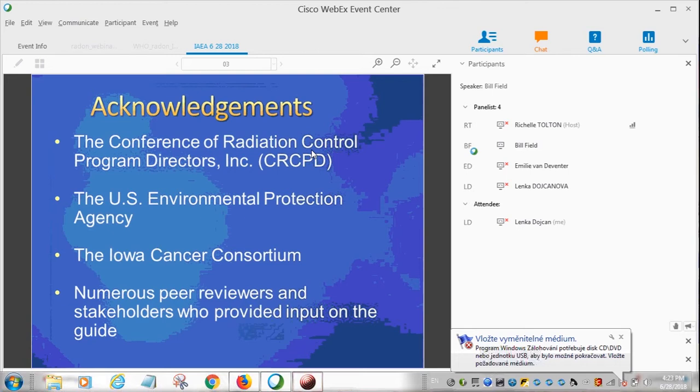And as you can see on some of the slides, we're still using the old English unit for radon measurement of picocuries per liter. But I think in most of the slides we have the equivalent becquerels per cubic meter.